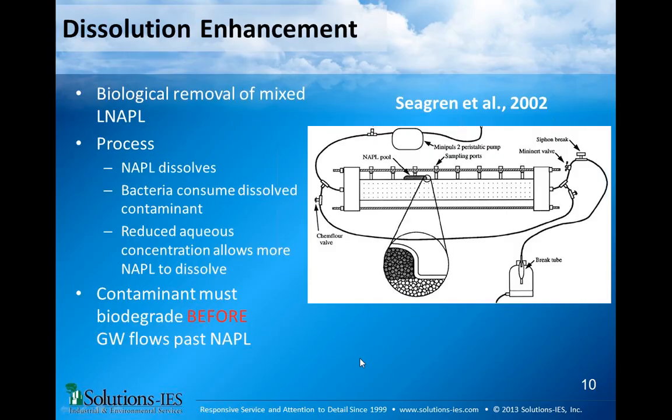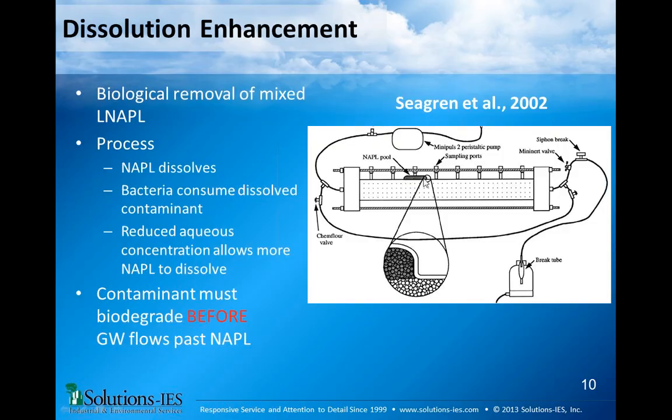Okay, so how does this really work? Why are we getting the solubility enhancement? What happens is, as groundwater flows past a pure PCE DNAPL, the PCE will dissolve. Once it gets up to about 170 milligrams per liter, or 1 millimole, the groundwater is saturated with PCE, and so no more can dissolve. If that PCE dissolves or biodegrades, then more can dissolve.